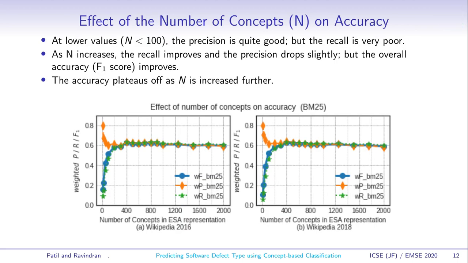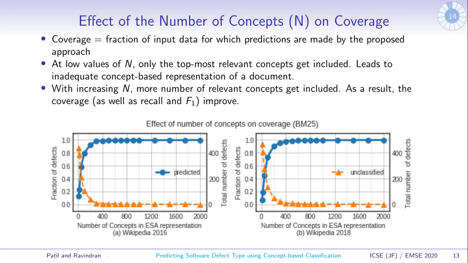The effect of the number of concepts, denoted by n, on accuracy is shown in this slide. As we observe, at lower values of n, the precision is good but recall is poor. With increasing n, the recall improves without hurting the precision too much. As a result, the accuracy improves. As n increases further, the accuracy plateaus off.